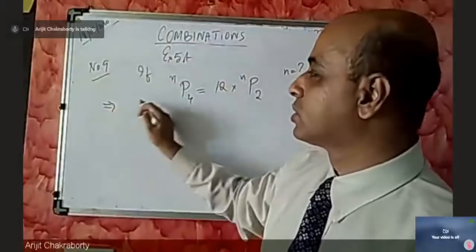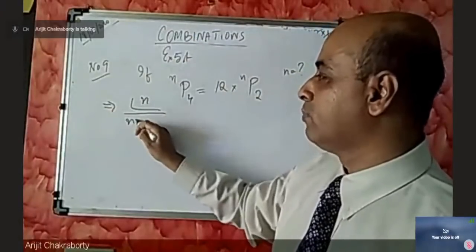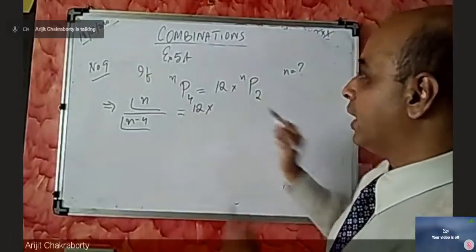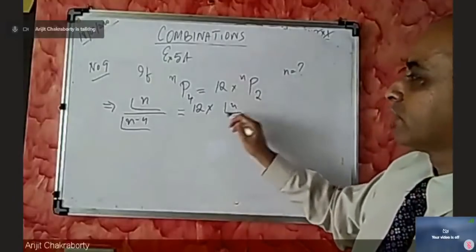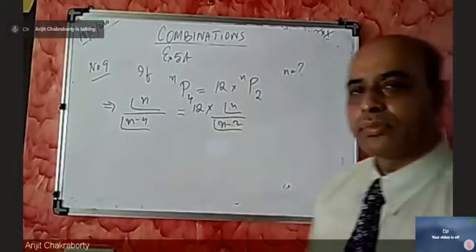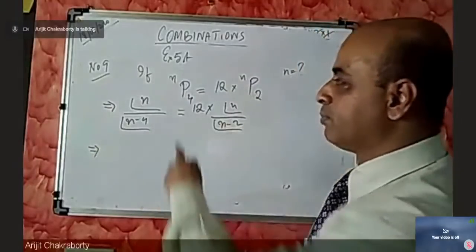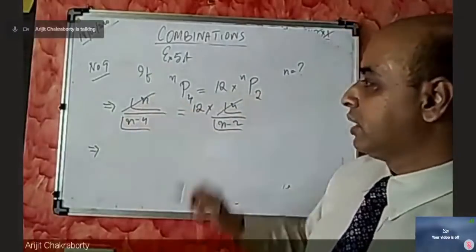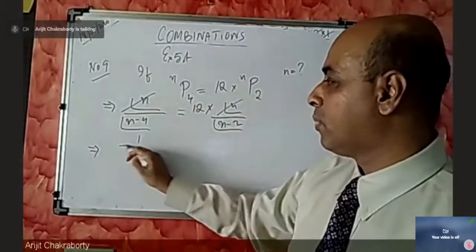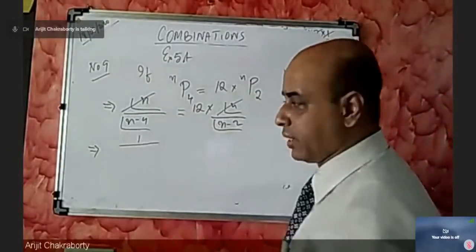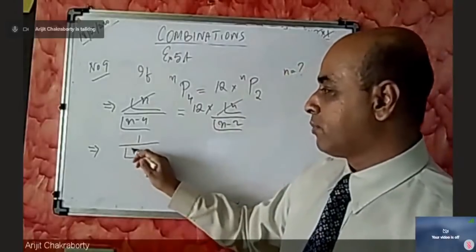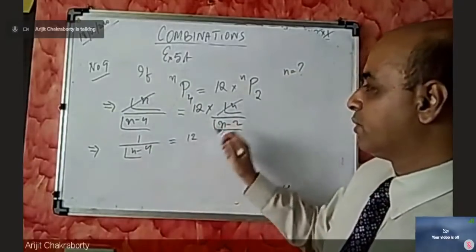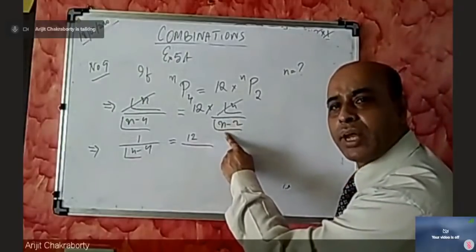nP4 is equal to n factorial divided by (n minus 4) factorial, left hand side. So this is equal to 12 into nP2, that is n factorial by (n minus 2) factorial, right? So this can be simplified. First of all, n factorial and n factorial cancel out. So we get 1 by (n minus 4) factorial, but I will keep it as it is, no change here. Right hand side we have 12 divided by (n minus 2) factorial.